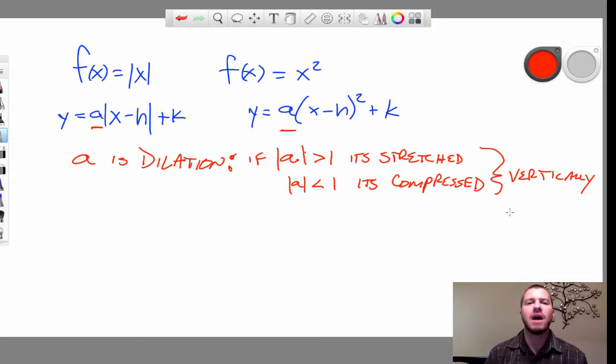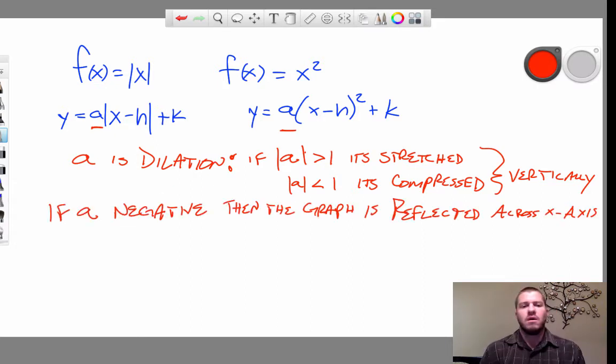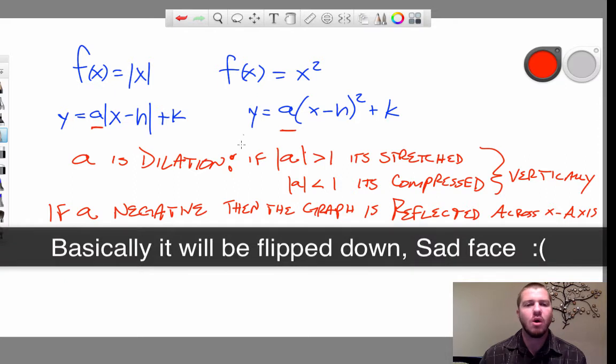The negative has nothing to do with it being stretched or compressed. Okay, that's one thing that's important, because a lot of people will say when it's a negative, oh, it's less than 1, it has to be compressed. And that's not true. You're looking at the number without the negative sign or positive sign. The negative does something else. So if the A is negative, then the graph is going to be reflected across the x-axis. And I'm going to go over an example of each of these.